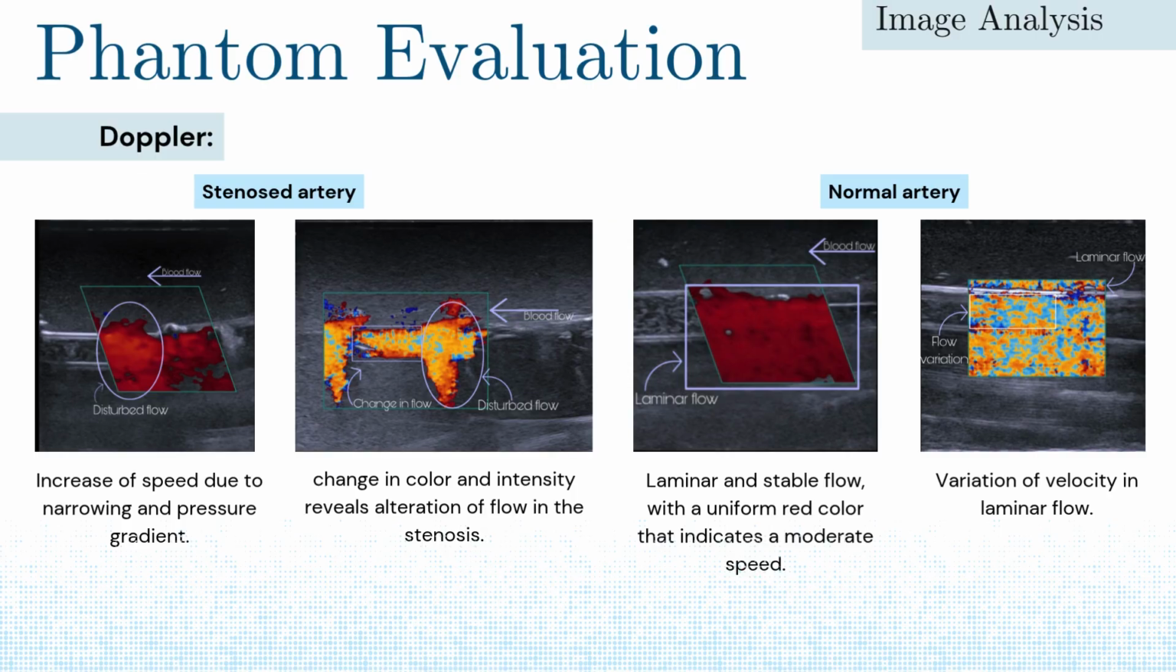Using color Doppler, we also verified flow behavior. In stenosed vessels, we saw increased speed and pressure gradients, reflected by high-intensity red zones and turbulence. In contrast, normal arteries display laminar flow with more uniform red or blue coloring and moderate velocities. This visual evidence supports the correct simulation of hemodynamic changes caused by stenosis in our model.